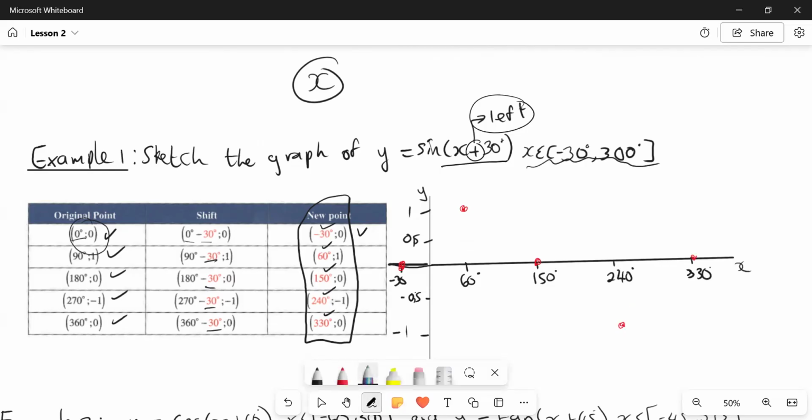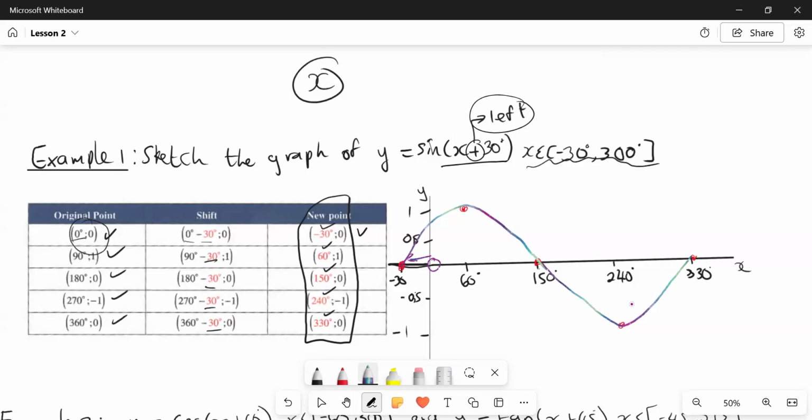Now let's join the points. And then here's our graph. So our graph, originally it was at 0, but now it went left 30 degrees. It's been shifted 30 degrees to the left, right? So I believe that we are still following and it makes sense.